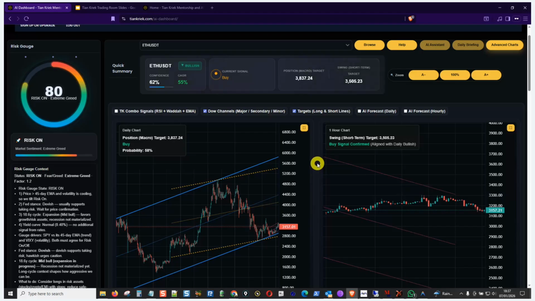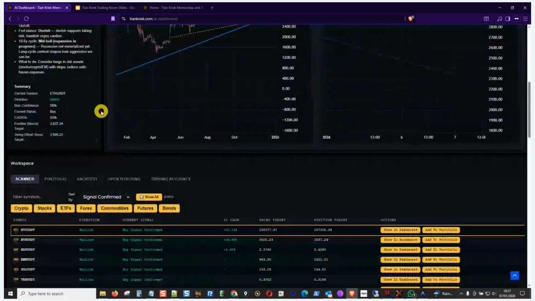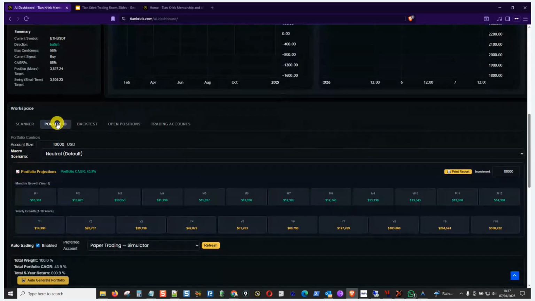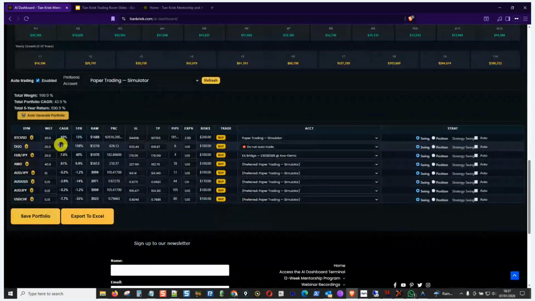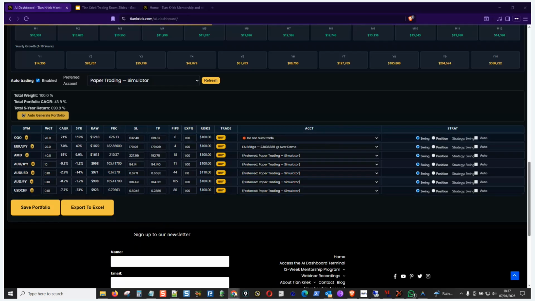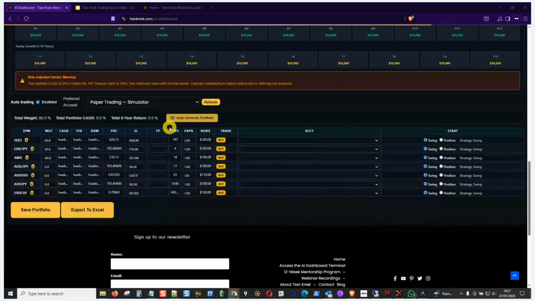If I want to auto trade this, when the next buy signal comes along, then I can simply go to portfolio and I can click here next to Bitcoin. Remember to add Bitcoin to the portfolio. So if Bitcoin wasn't added to the portfolio, I'm just going to delete it here. There we go. Okay.